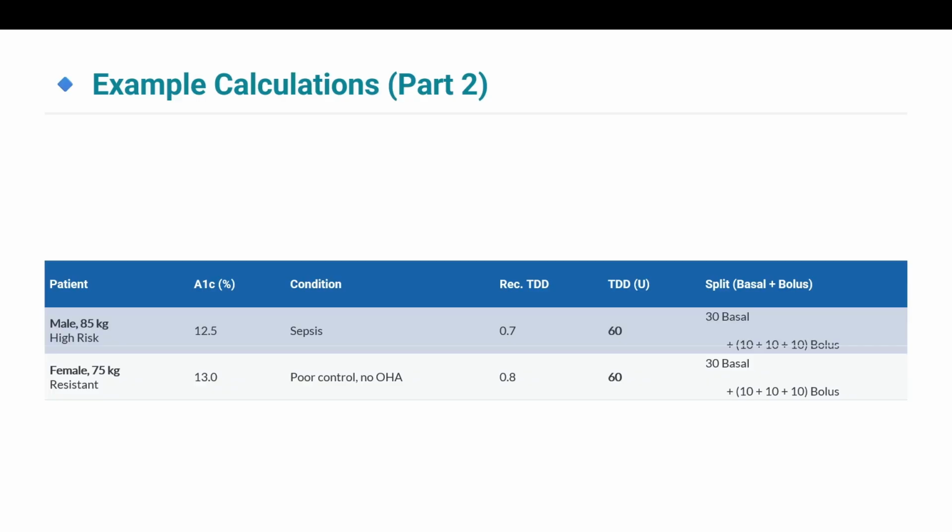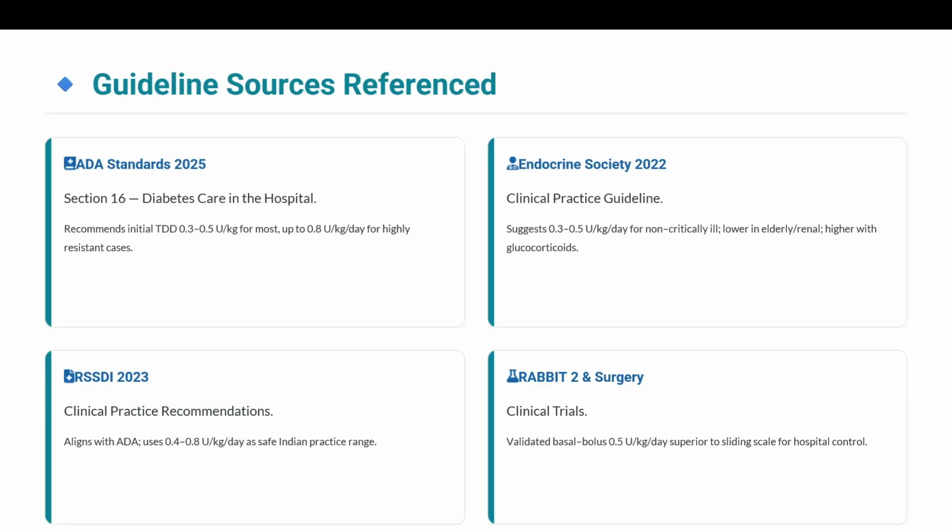For a female who is 75 kg having HbA1c of 13, which indicates high resistance, and also admitted with poor control of diabetes and no OHAs, the required total daily dose would be 0.8 to 1 unit per kg per day. The total daily dose would come around 60, so split it into 50% basal and the remainder as bolus. These are taken from the ADA standards, RSSDI 2023, Endocrine Society guidelines, RABBIT 2 and surgery-based guidelines.